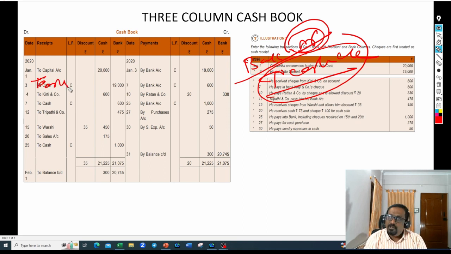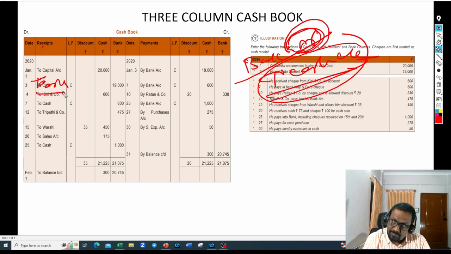I need to write to cash. Where to keep the amount? Do I need to keep the amount in the cash column, the bank column, or the discount column? That's an important point. Which account did I debit here? Bank account. That is the reason on the debit side I am writing to cash account.